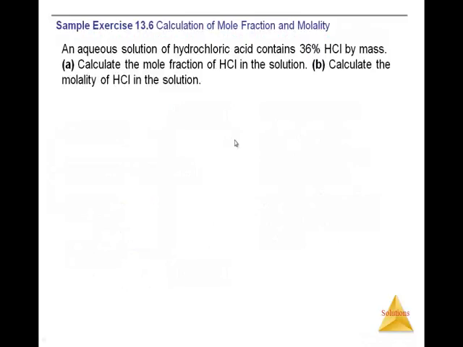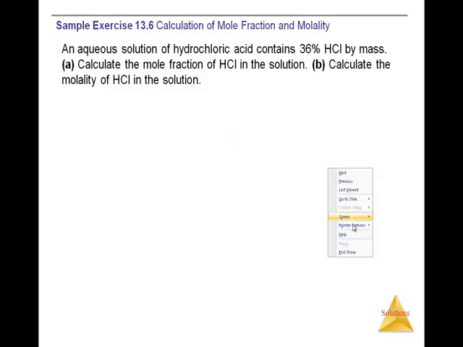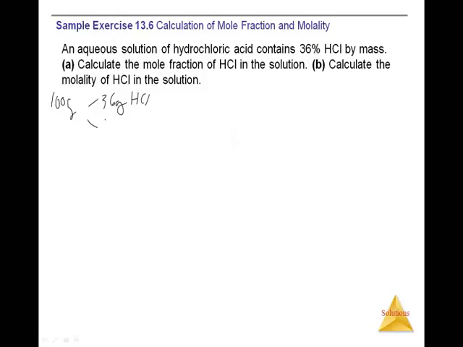Okay. So here we have a solution that is 36% HCl by mass, and we want to calculate the mole fraction of HCl in the solution. And we know it's aqueous, so it means it's got water in it. So if it's 36% by mass of HCl, then it's going to be the remaining percentage water. So let's assume we have a 100 gram sample. And if we do, we've got 36 grams of HCl, and we're going to have 100 minus 36, or 64 grams of water.